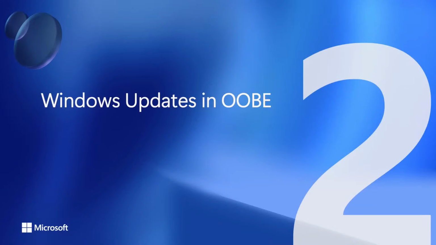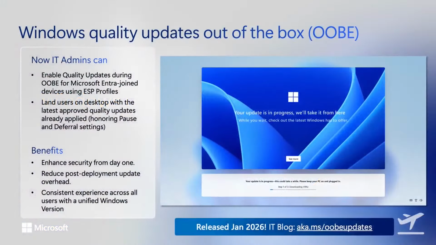I want to talk about how it works end-to-end, what the user sees, how the IT admins can enable and configure it, and where it fits in the overall OOBE journey. With this feature, the IT admins via ESP profiles can enable their users to install Windows updates during OOBE. This helps their users to land on desktop with the latest updates already installed. This feature will also honor any pause or deferral settings that you may already have set.